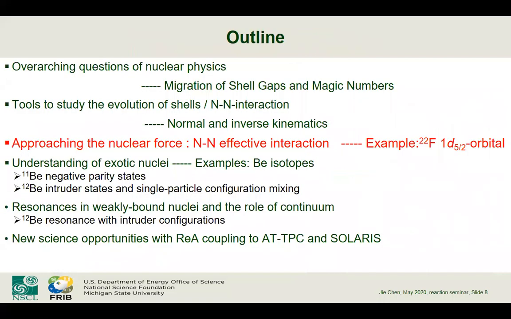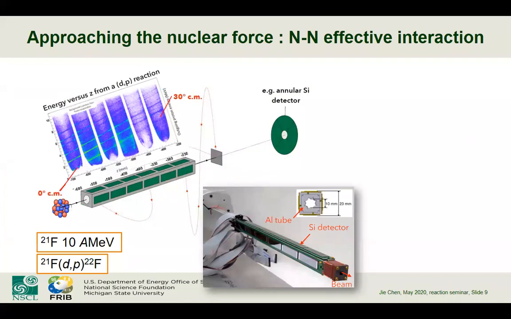So after summarizing some basic ideas for the one nuclear transfer reactions, I will, using the fluorine-22 example, show you how we approach the nuclear effective interactions using one nuclear transfer reactions. So these fluorine-21 (d,p) reactions were carried out using HELIOS with the silicon array upstream of the target. The protons at the backward laboratory angle were bent by the magnetic field and detected by the silicon array upstream of the target.